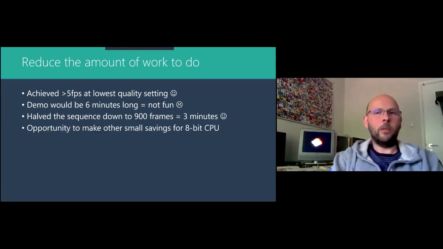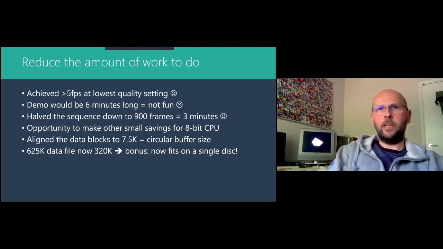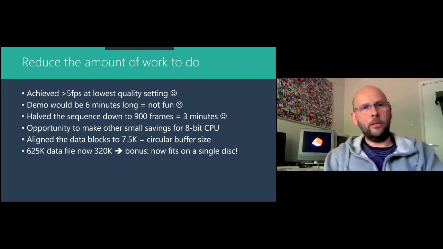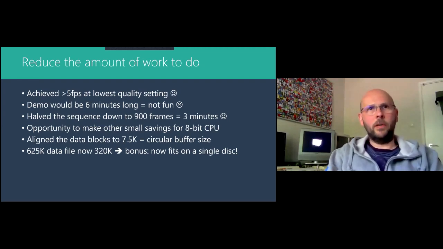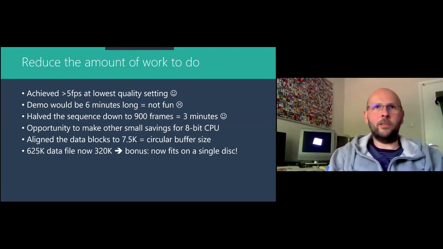And it also meant there were some other opportunities to make some small savings. It also meant that we could align all of the data to our circular buffer that we're loading into, so you never have to worry about wrapping around the data pointer when you're parsing the stream. And the other bonus, the whole thing now fits on 1 disk. So rather than having to have a 2-disk demo, the data file was 320K. We can fit that on an 80-track, double-sided disk. So this is also much more convenient for our purposes.